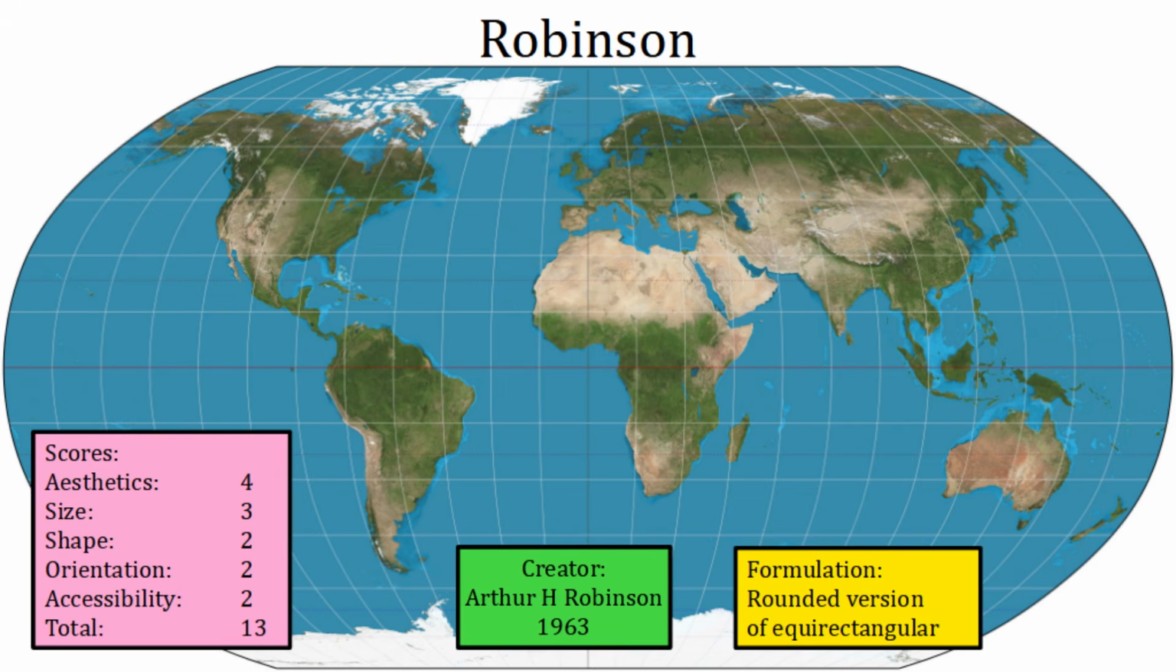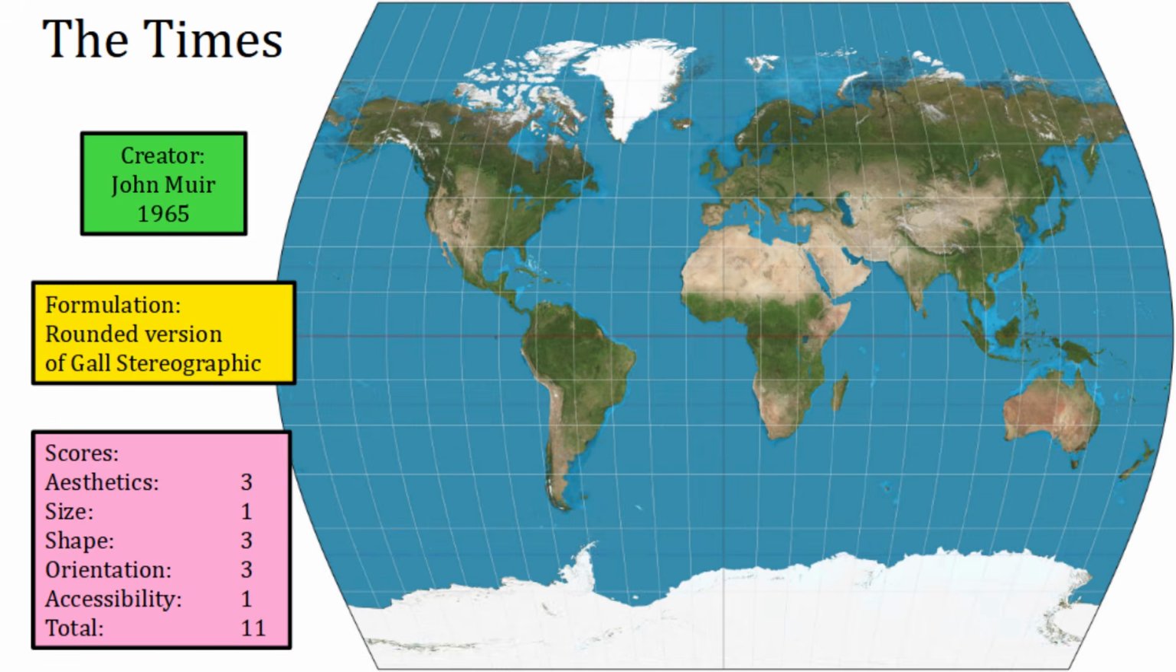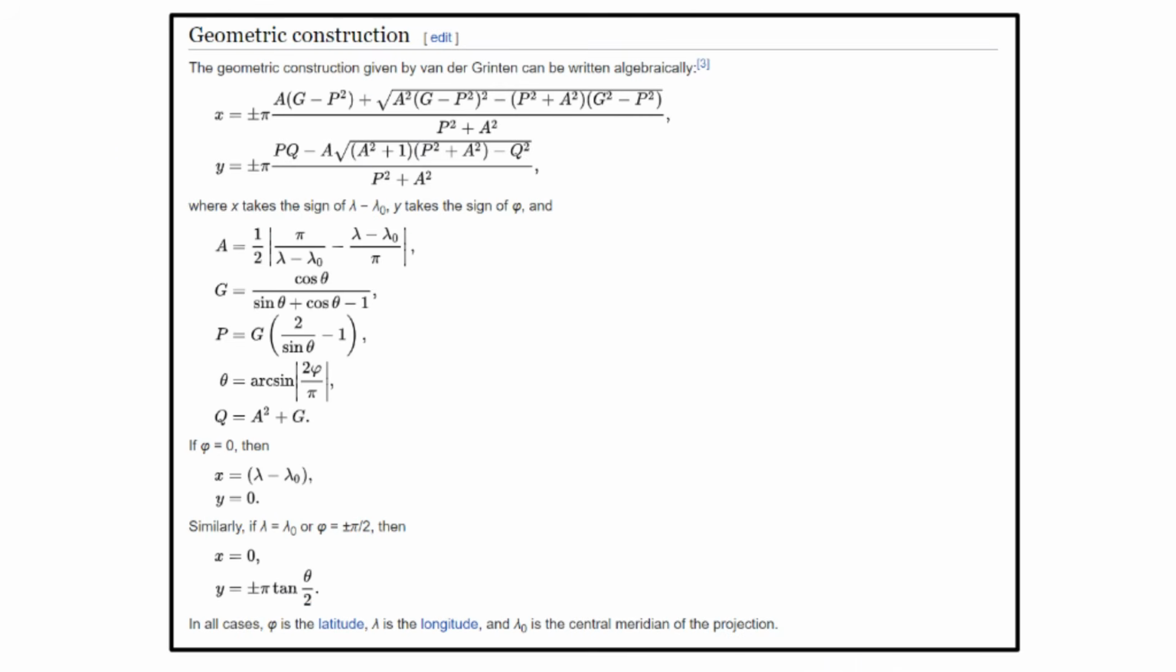The Robinson projection shortens length based on a table of values to create a nicely balanced map. In my experience, this is the most widely used compromise projection. The Mollweide projection is designed so that every meridian is an ellipse. Interestingly, this actually means it has the equal area property. The Times projection is a rounded version of the Gall stereographic. Van der Grinten is Mercator-like, but it makes the map circular. Its formulation is very complicated.